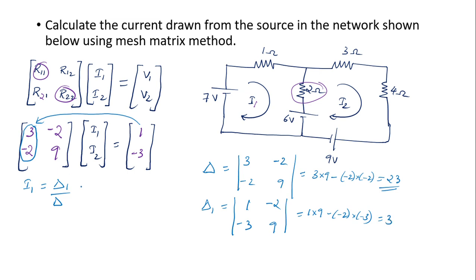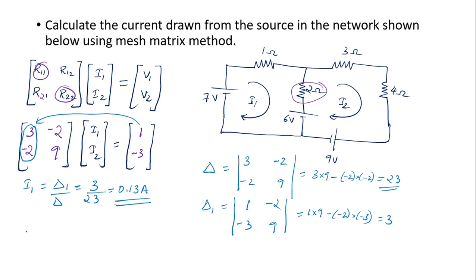And so what will be your I1? I1 is simply equal to 3 divided by 23. That will give you the value of I1. So 3 divided by 23 will give you 0.13 amperes. So you have found out the first mesh current I1.